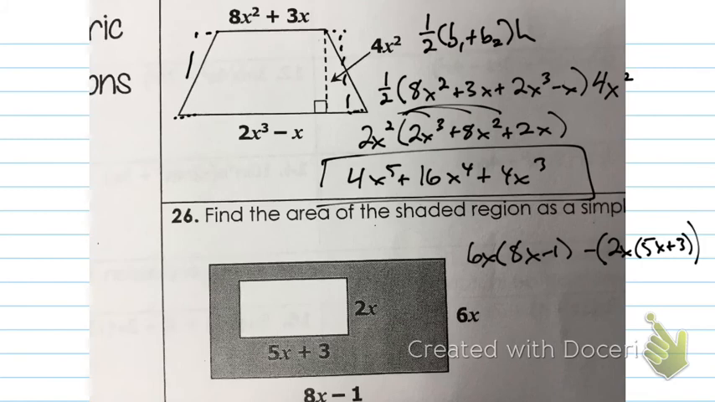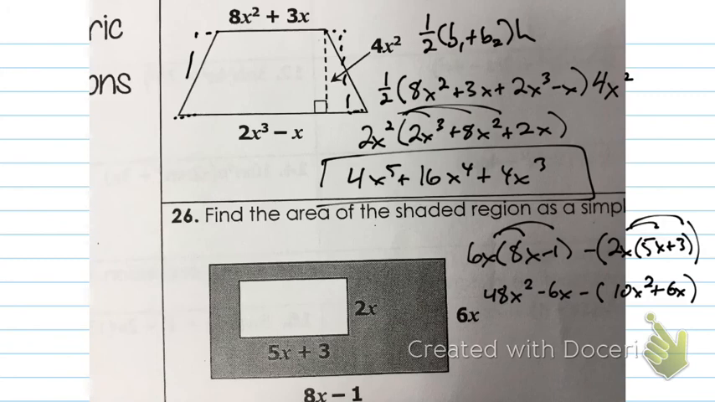Okay? So it's not a negative 2x. Your 2x needs to be a 2x for the whole area we're going to take away. So we're going to distribute here to start and distribute here to start. I've got 48x squared minus 6x minus 10x squared plus 6x.